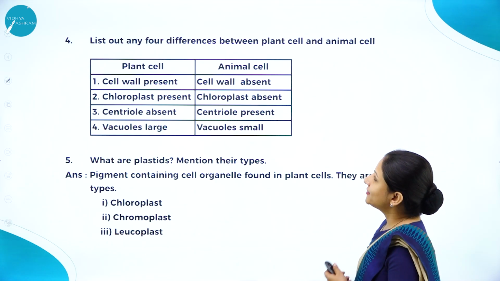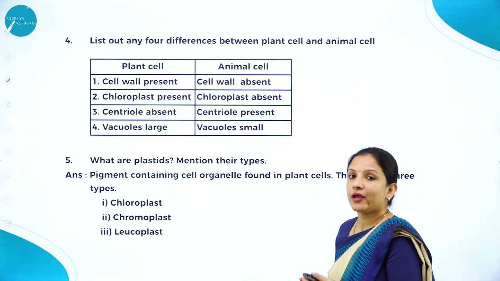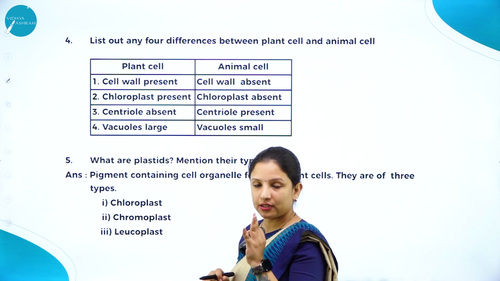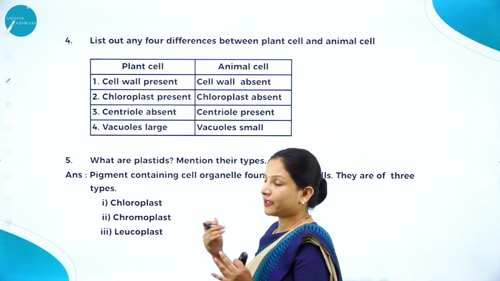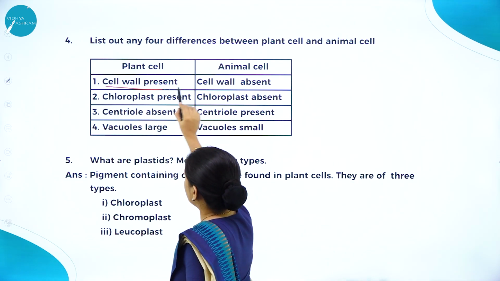Moving further, list out any 4 differences between plant cell and animal cell. Again, the question is about differences, so make 2 columns. On one side you write the plant cell and in the other column you write the animal cell. First, talking about the cell wall: in the plant cell, the cell wall is present.